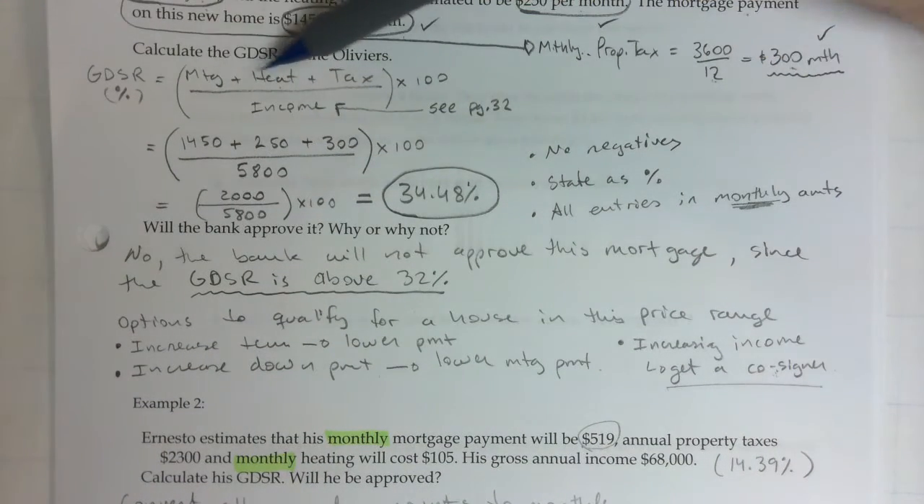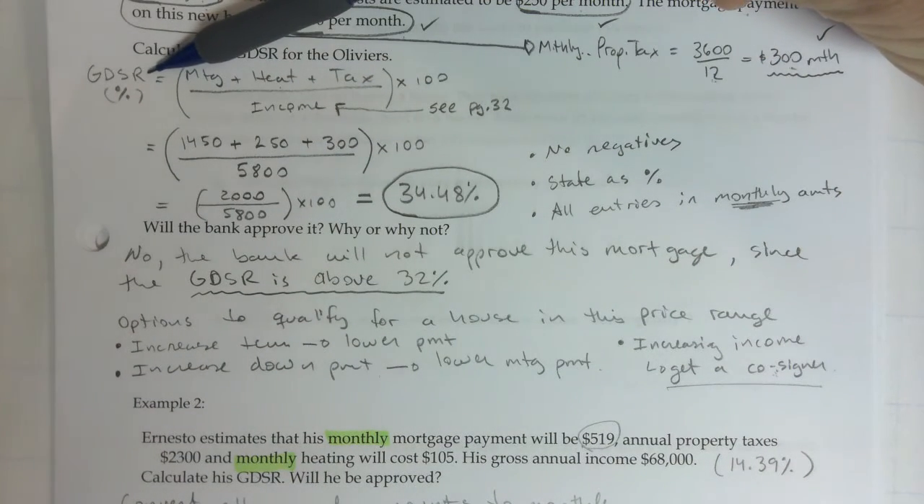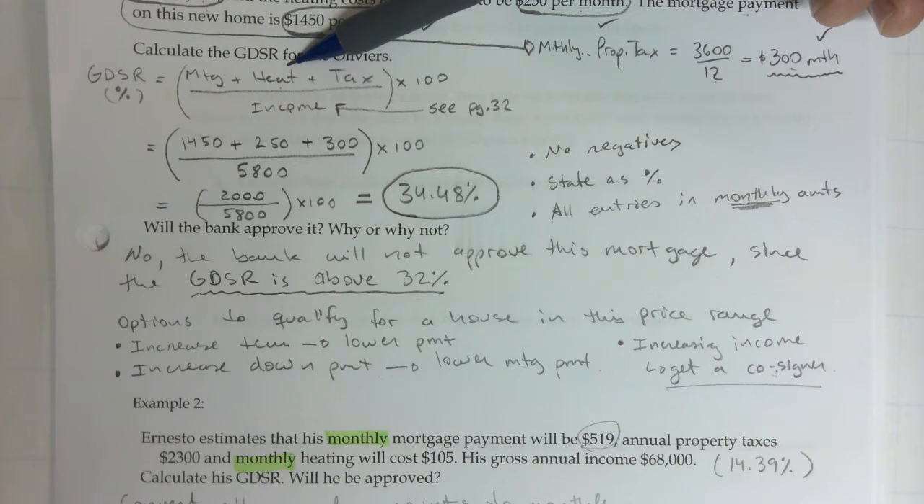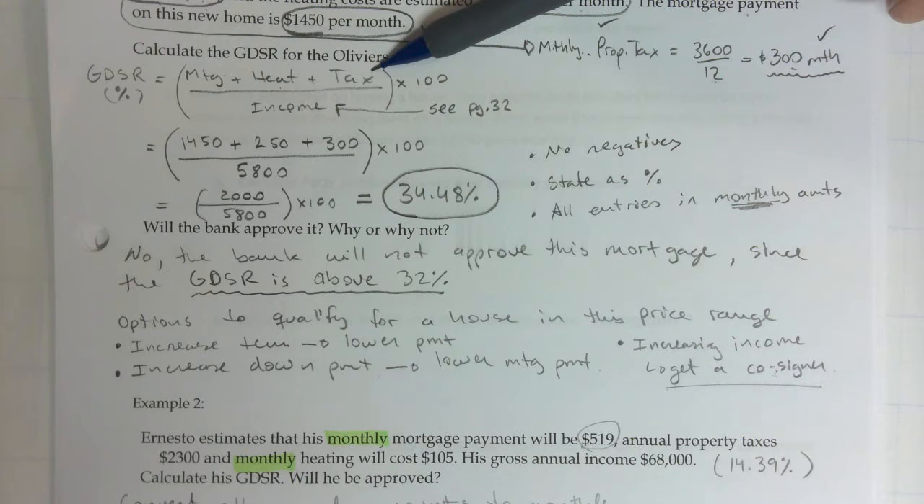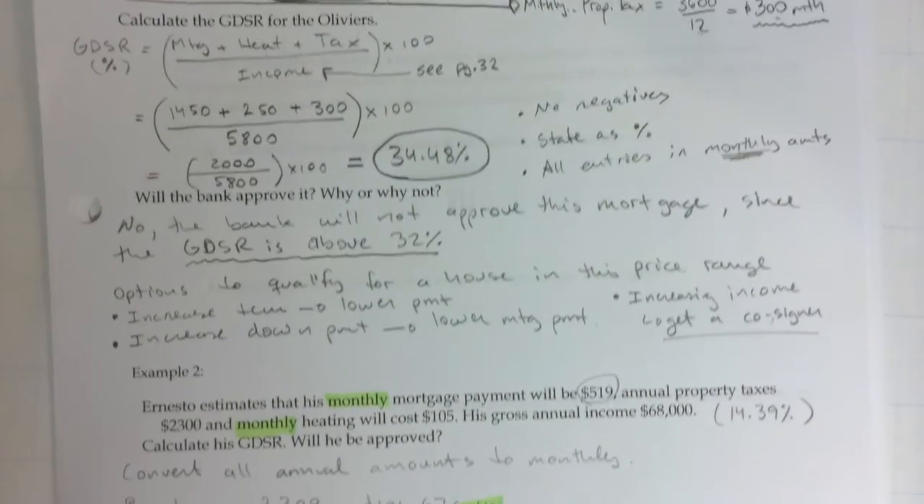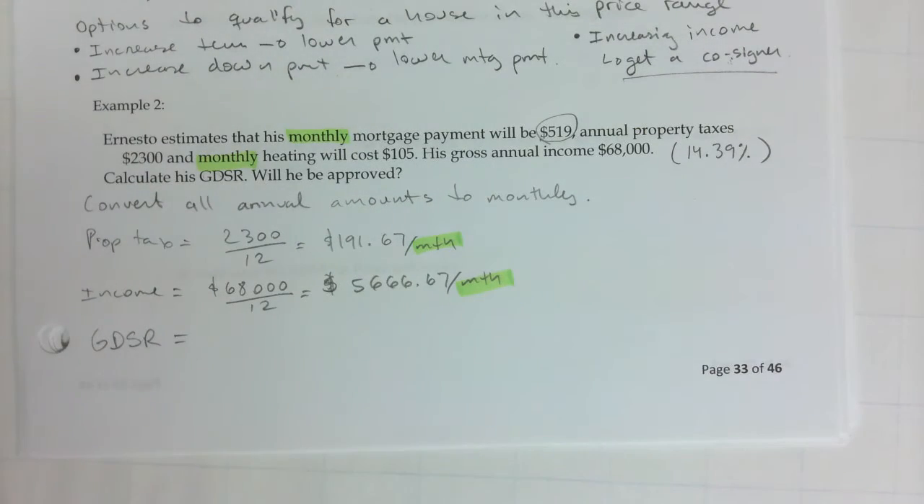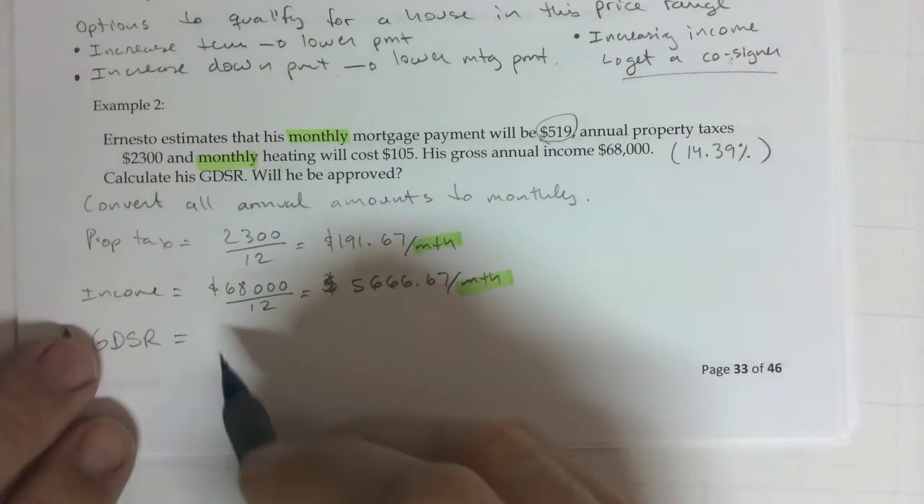This is it right here, the GDSR, and this is also found in your formula sheet. It's the mortgage plus the heat plus the property tax, divided by income. That's what we're going to use in this case. So it's basically the housing costs divided by income.